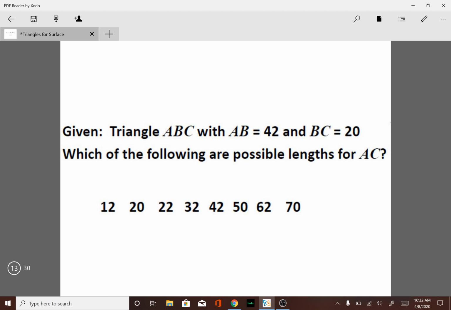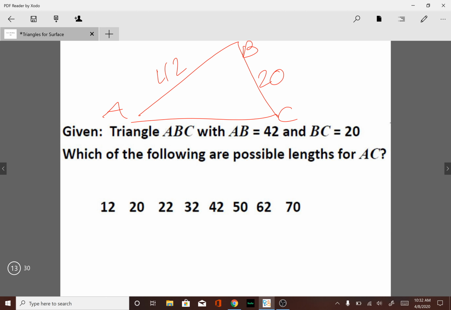Given triangle ABC with AB being 42 and BC being 20, which of the following are possible lengths of AC? So we have our triangle. We got AB, which is 42. We got BC, which is 20. Excuse my handwriting. This is a new toy for me. I'm trying to get it down. So we add those together and we subtract them. It means our final answer is going to be somewhere between 22 and 62.